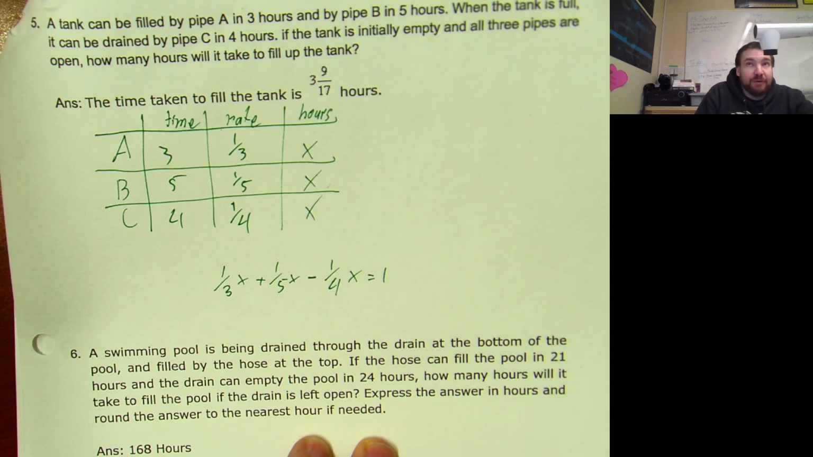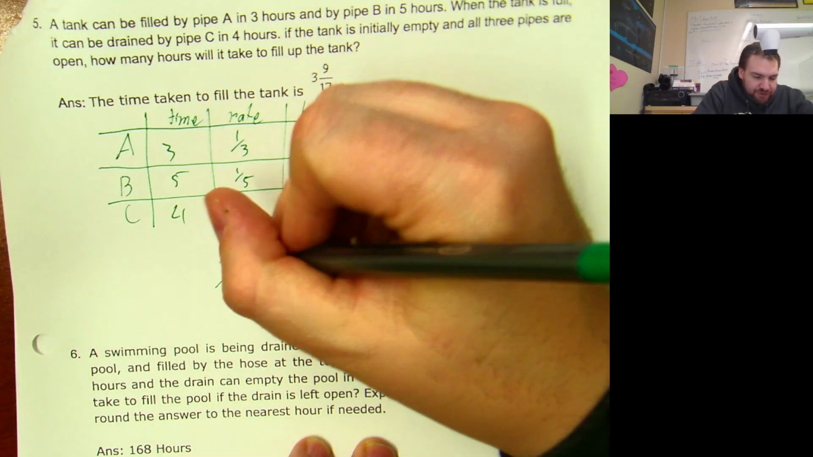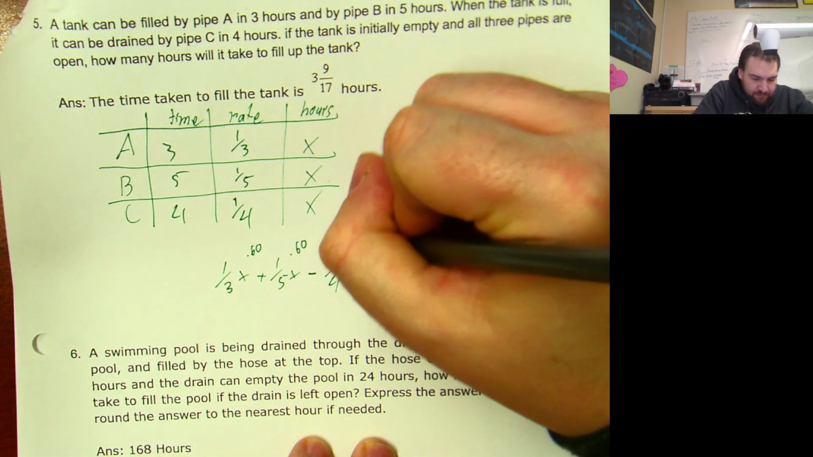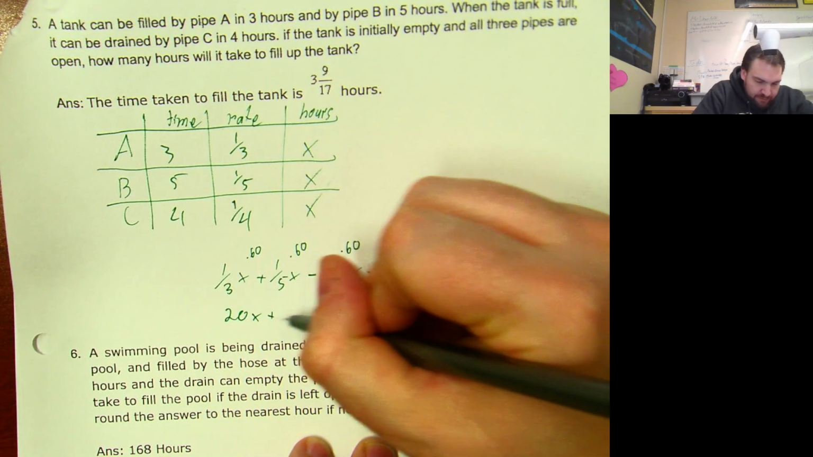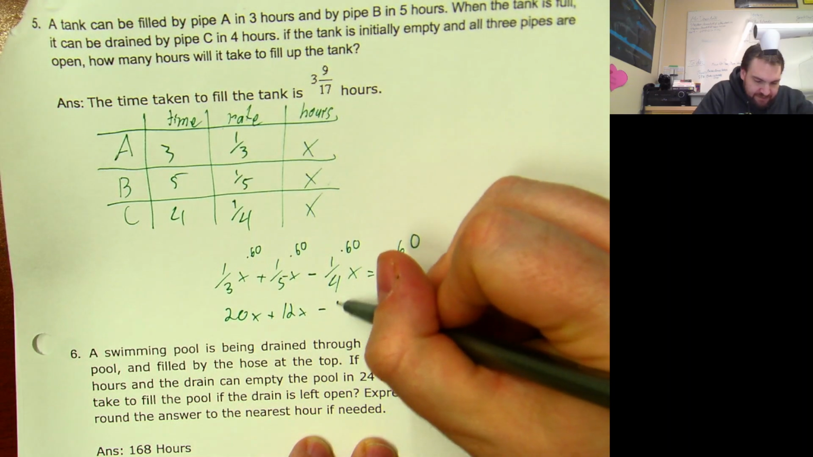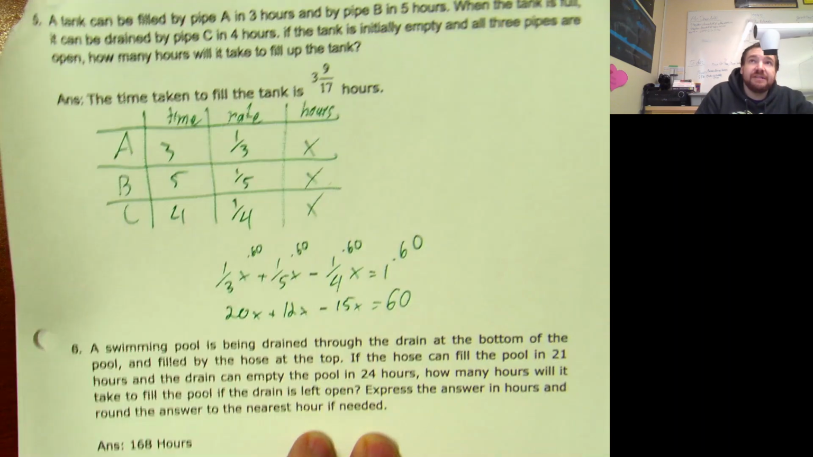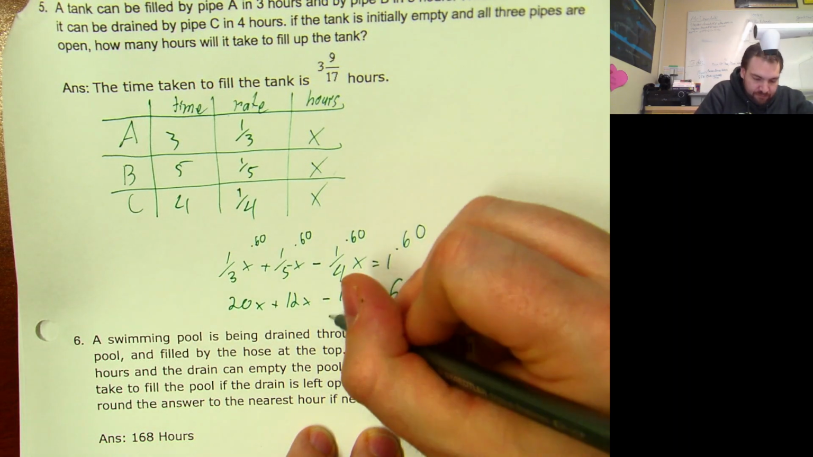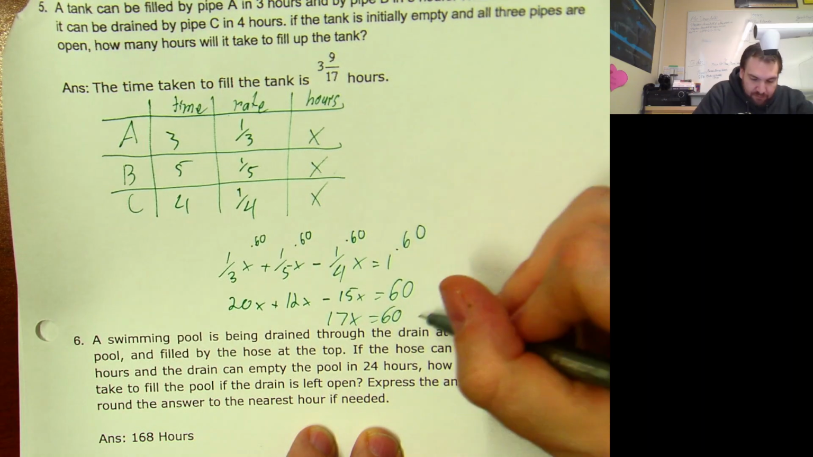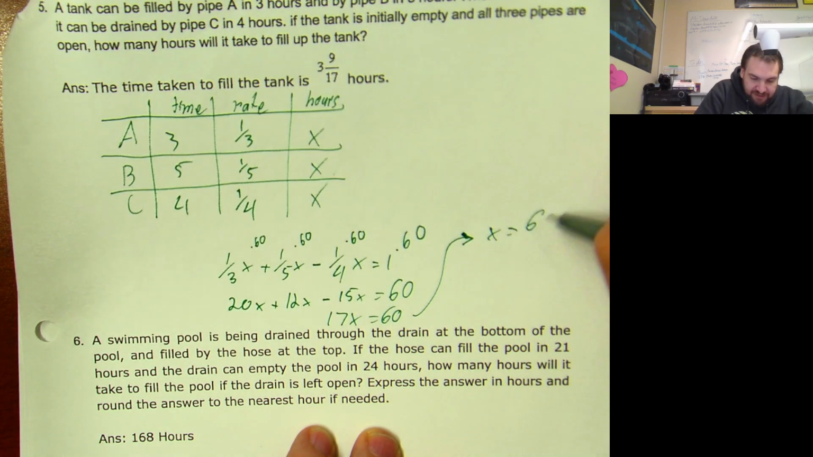Okay. So now we want to get rid of those fractions. The smallest number that 3, 4, and 5 all go into is, you said it was 60? I think it is 60. So we're going to multiply by 60. So this is going to become 20x plus 12x minus 15x equals 60. So that's going to be 32 minus 15 is 17. x equals 60 over 17.